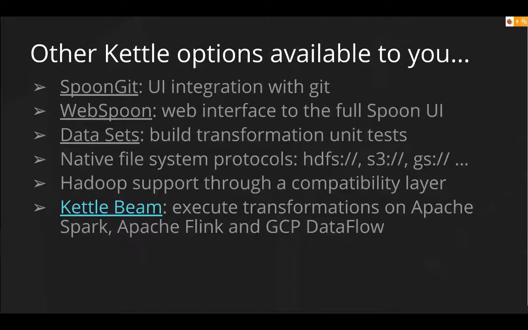And also something I wanted to mention is Kettle Beam. Kettle Beam is using Apache Beam to execute our transformations on Apache Spark, Apache Flink, and Google Cloud Platform Dataflow right now. Those are the three main big engines. And both transformations, streaming, and batch mode on all these three platforms.